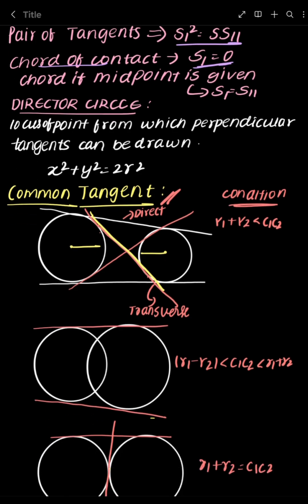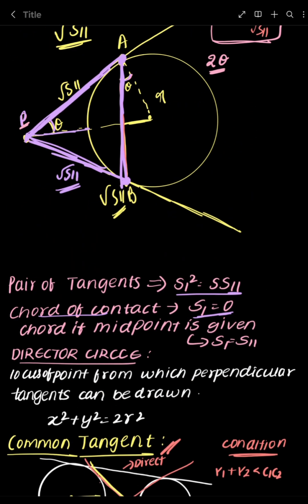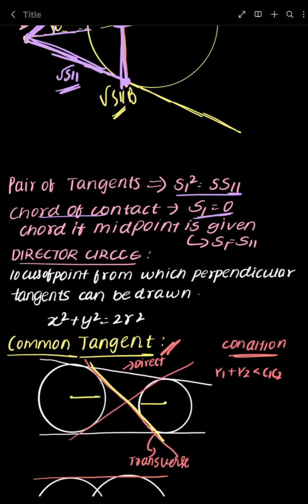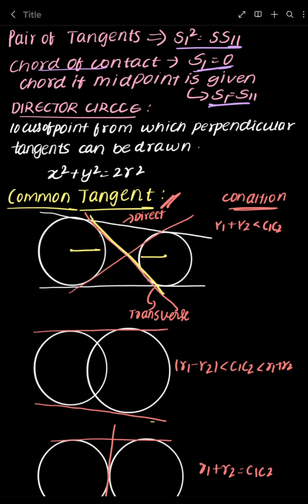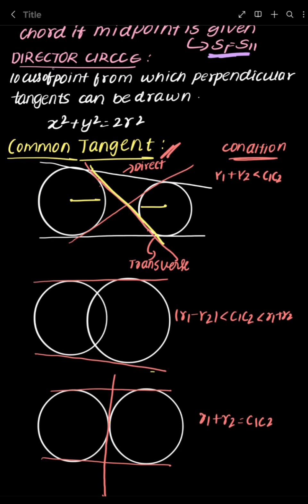Chord if midpoint is given. So basically if they give you the midpoint of this chord and they ask you to find the equation and you know the circle's equation, this is how you do it: S1 equals S11.